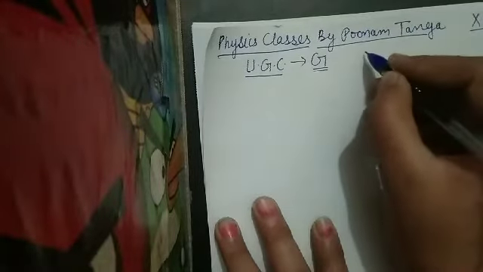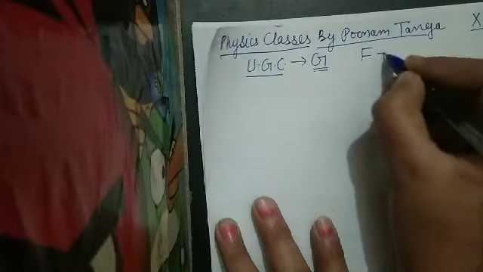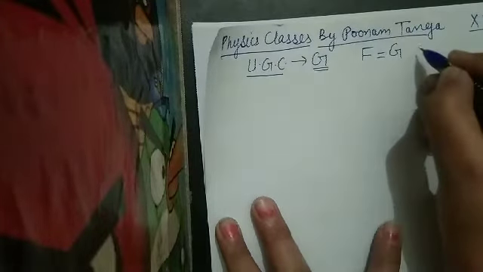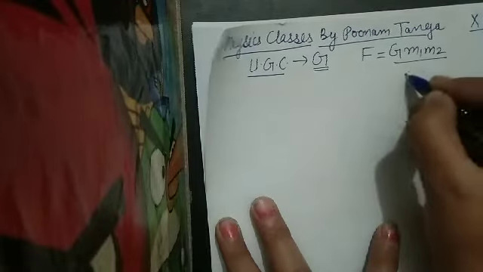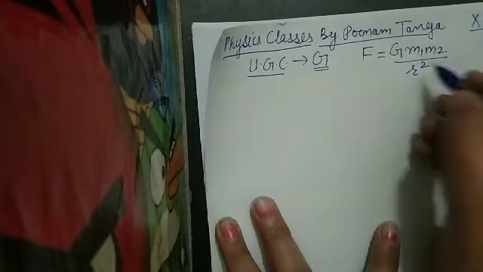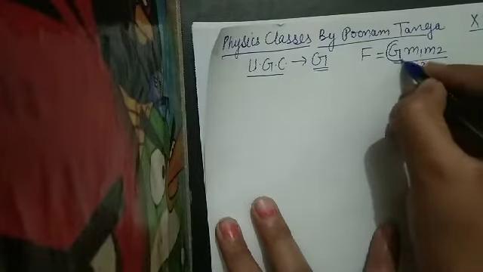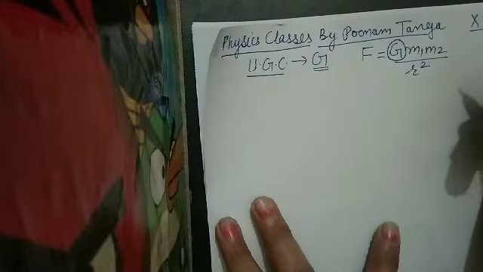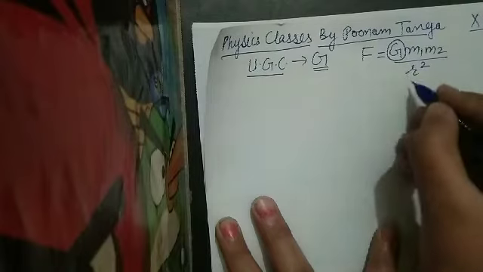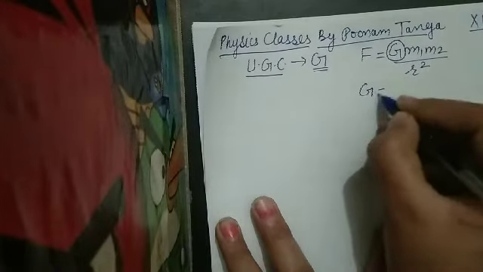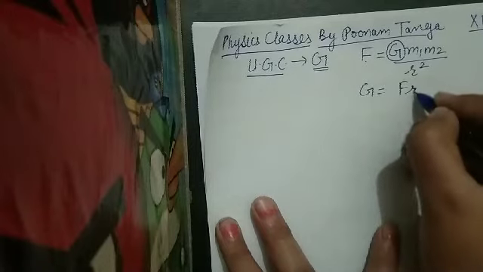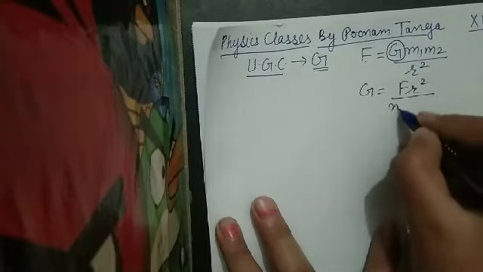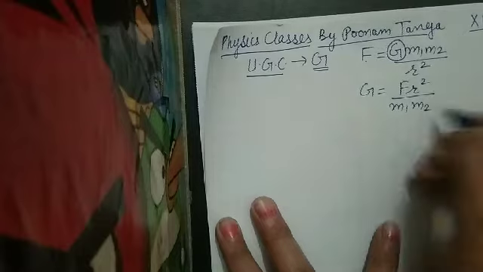We are aware of the force between two masses, that is F equals G m1 m2 divided by r square. We have to find the dimensional formula of G, keeping G aside. What we have to do is keep G on one side. It will be F into r square upon m1 m2.